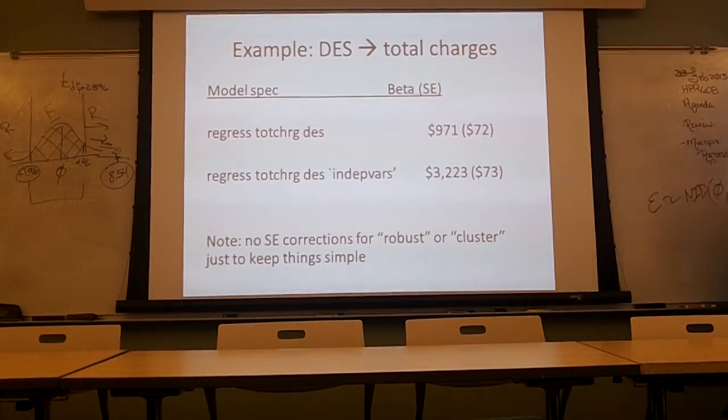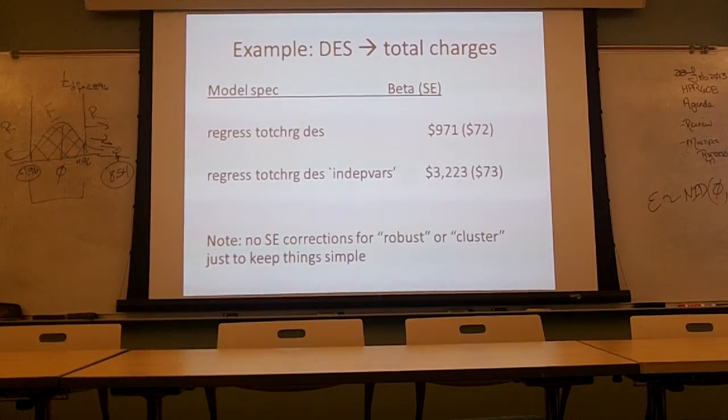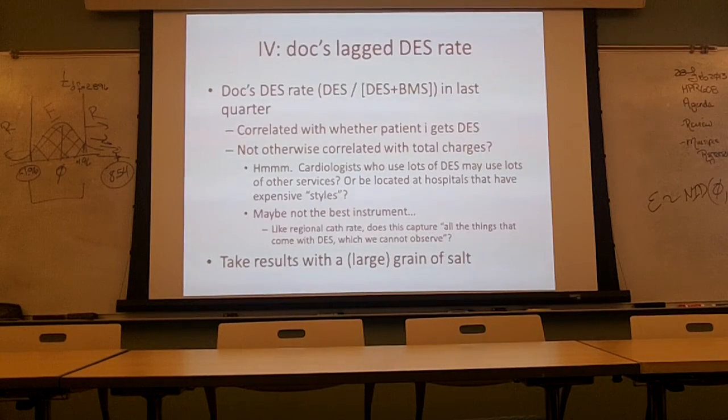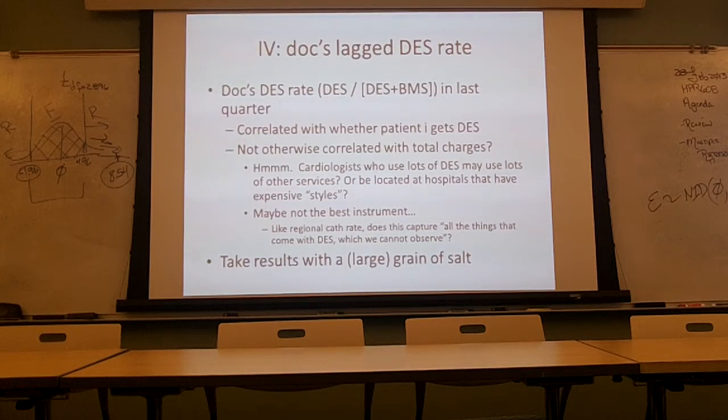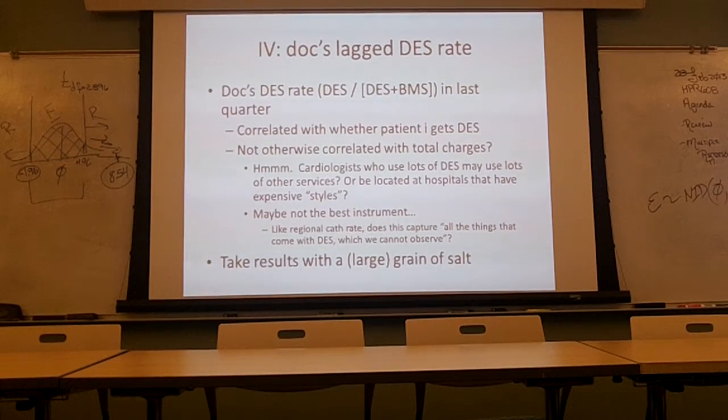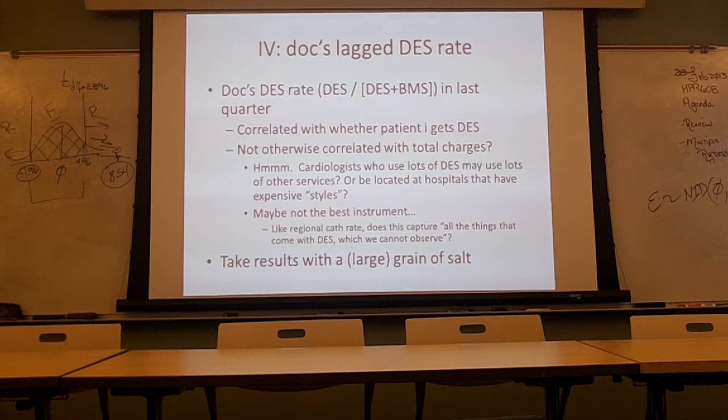Is this the right answer? Well, we can keep going. We could stop there, but since this is a pedagogical exercise, we're going to keep going. Let's introduce an instrument. Stuckel used the regional cath rate as an instrument for whether you got cath on admission. Take that idea and go one step further, and say, let's use the cardiologist's DES use rate in the quarter prior to your stent procedure.